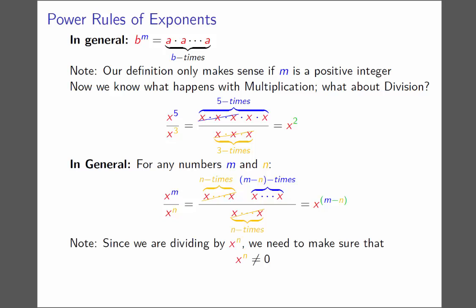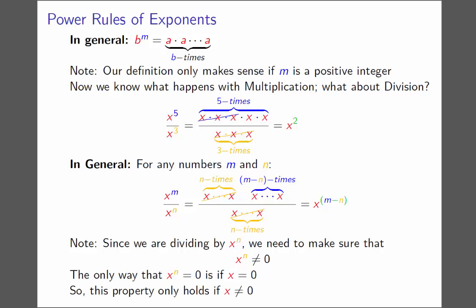But notice, since we are dividing by x to the n, we need to make sure that x to the n is not 0. And the only way that x to the n can be 0 is if x is 0. So this property only holds if x is not 0.